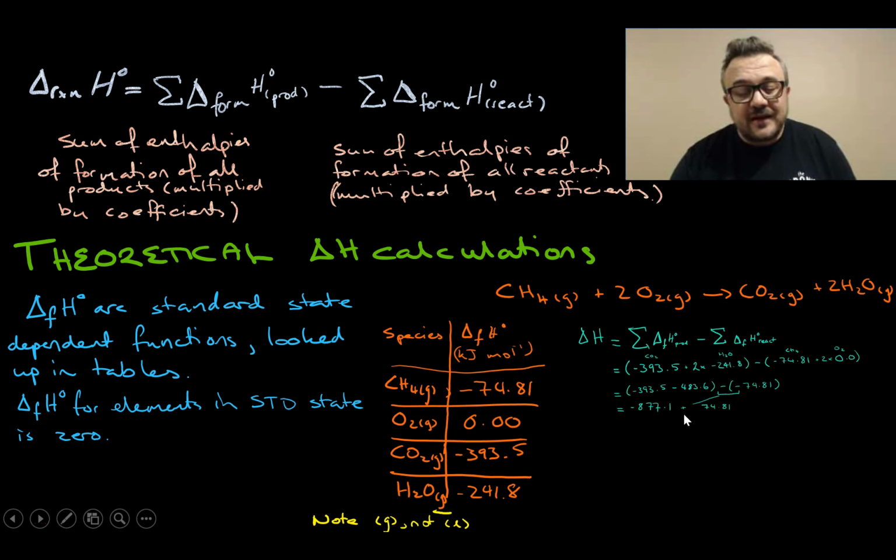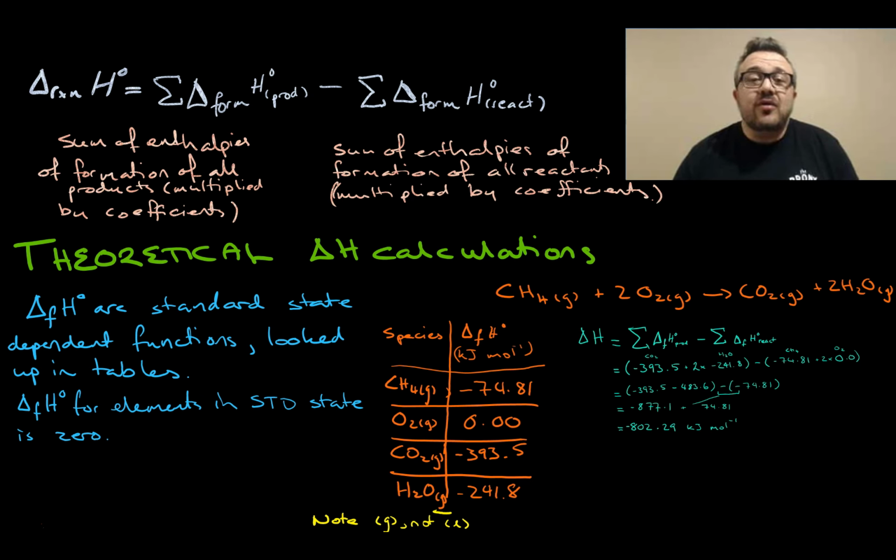877.1 plus 74.81. And these are already in kilojoules per mole. Remember, these numbers tend to be quite large. So this gives us a negative 802.29 kilojoules per mole. This means it's an exothermic reaction that will release negative 802.29 kilojoules for every mole that we burn.